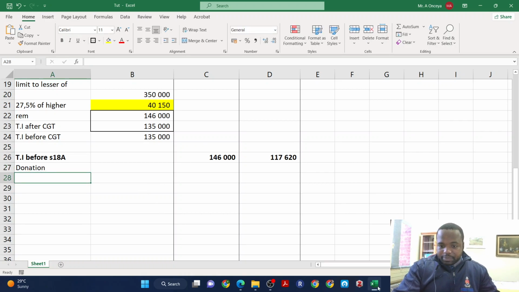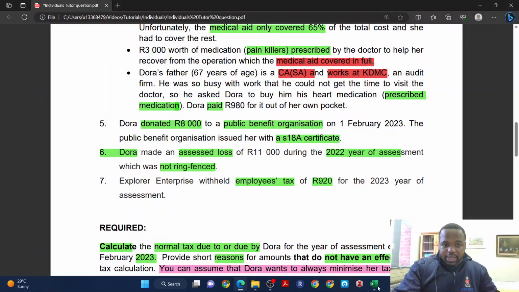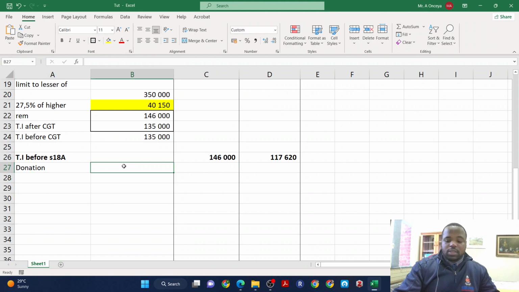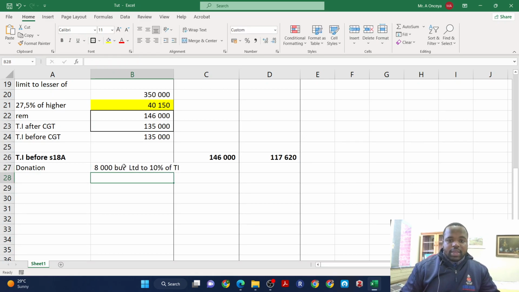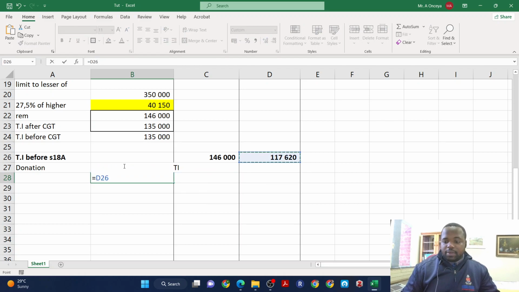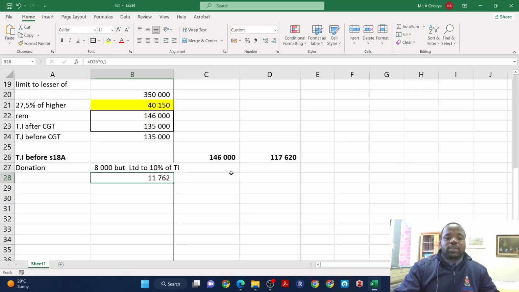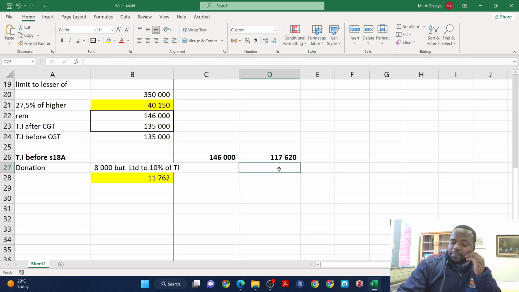For the donation, she donated how much? 8,000 rands. So she donated 8,000, but it's limited to 10% of TI, of taxable income. And our 10% of taxable income is 11,762 rands. So the limit in this case does not apply, so we are free to deduct the 8,000 rands. Why? Because it's lesser than the limited amount.